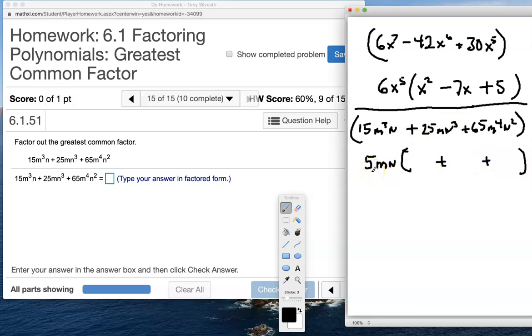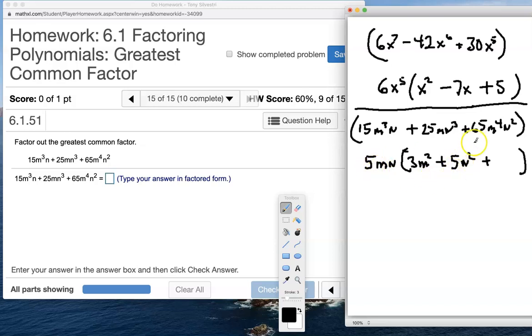Okay, what do we got here? When we pull out a 5, you're dividing. 5 goes into 15 3 times. You had 3 m's, you pulled 1 out, leaves you with m squared. You had 1 n, you pulled it out. I know that's the right answer for this term. Multiply through, okay? That's how you check yourself. You'd get the original term. Now 5 goes into 25 5 times. You had 1 m, you pulled 1 out, no more m's. You had 3 n's, you pulled 1 out, leaves you with an n squared. Okay, so that term is done.